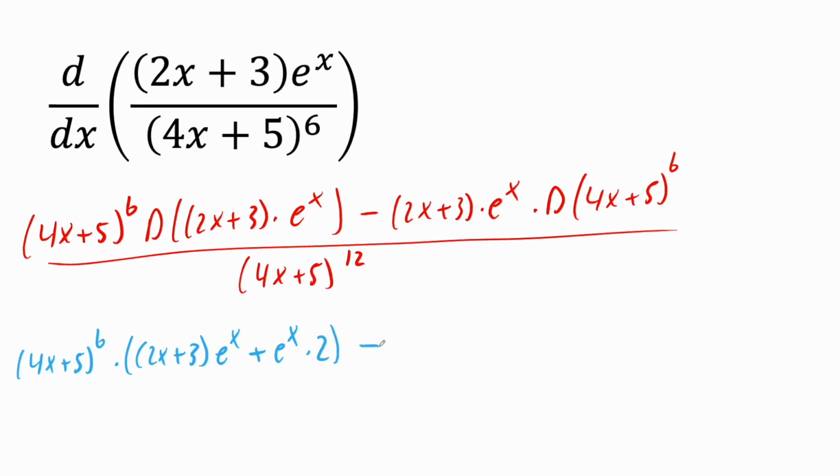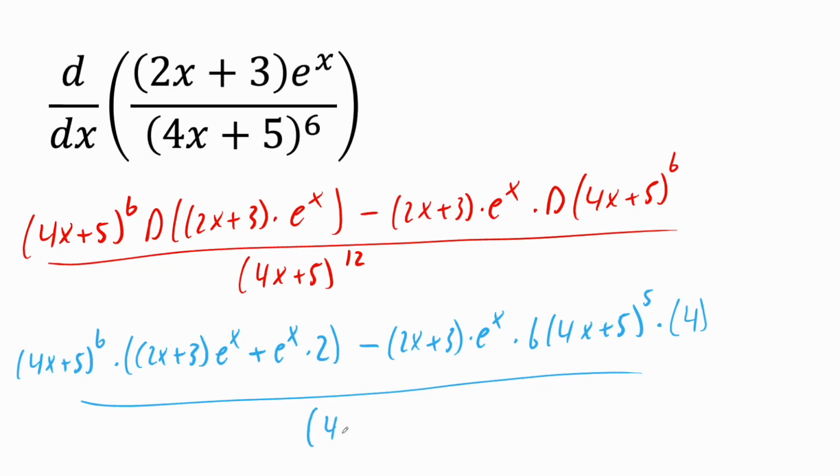Close parentheses. Minus, now we'll do this piece. So parentheses (2x + 3), close, times e raised to x. Now we got to take the derivative of this piece. So this 6 we'll bring it to the front. Parentheses (4x + 5), close it. Then we do one less. So 6 minus 1 is 5. Then we take the derivative of this piece. So we're using the chain rule. So this is a nice problem. It has the quotient rule, product rule, and chain rule. So the derivative of 4x is just going to be 4, and the derivative of 5 is just 0. So we have times 4. Close it. And then our denominator stays the same. So parentheses (4x + 5), close it, raise it to 12.